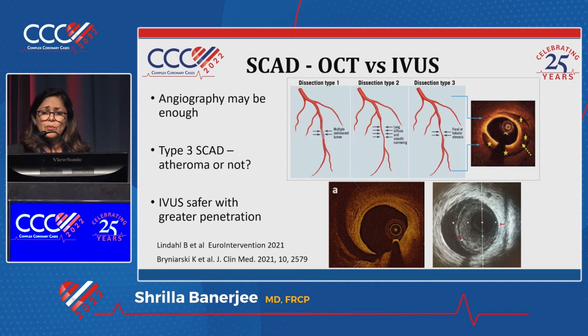But in type 3, where there's more ambiguity and a bit of overlap, could this be atheroma, could this be a type 3 SCAD, then imaging is definitely worth considering. And in this group in particular, IVUS is safer and has greater penetration. You can see on the bottom there the 2 images. I think OCT may not always be better in, say, the CTO field, but it actually does produce much prettier images, doesn't it?